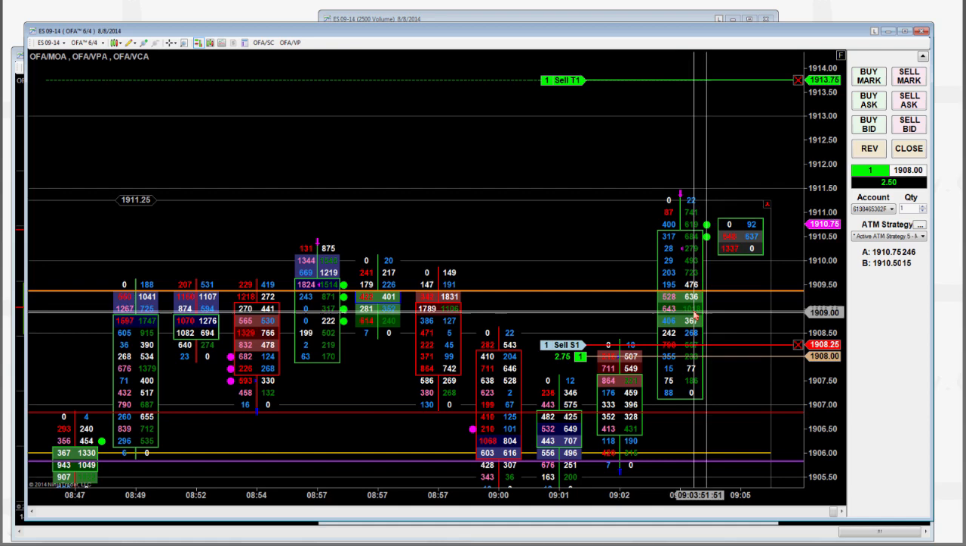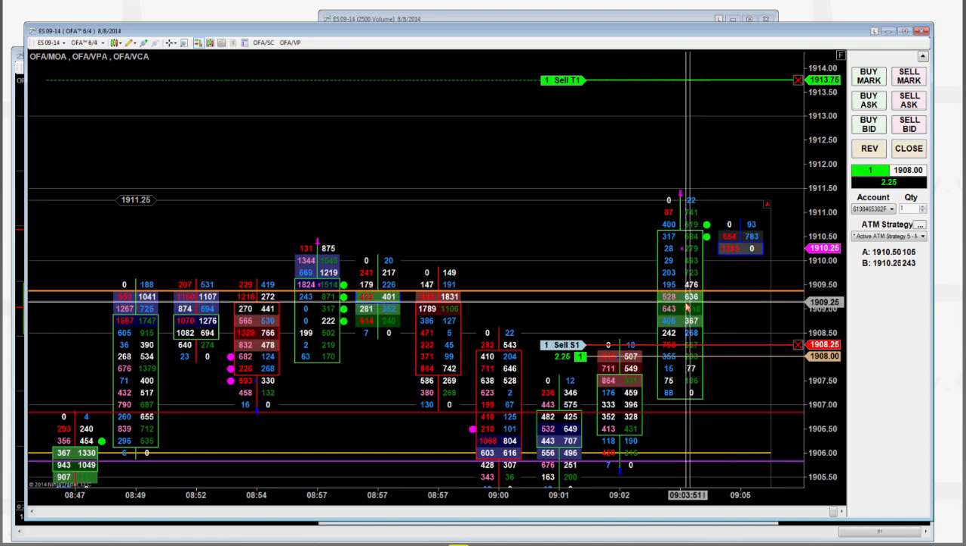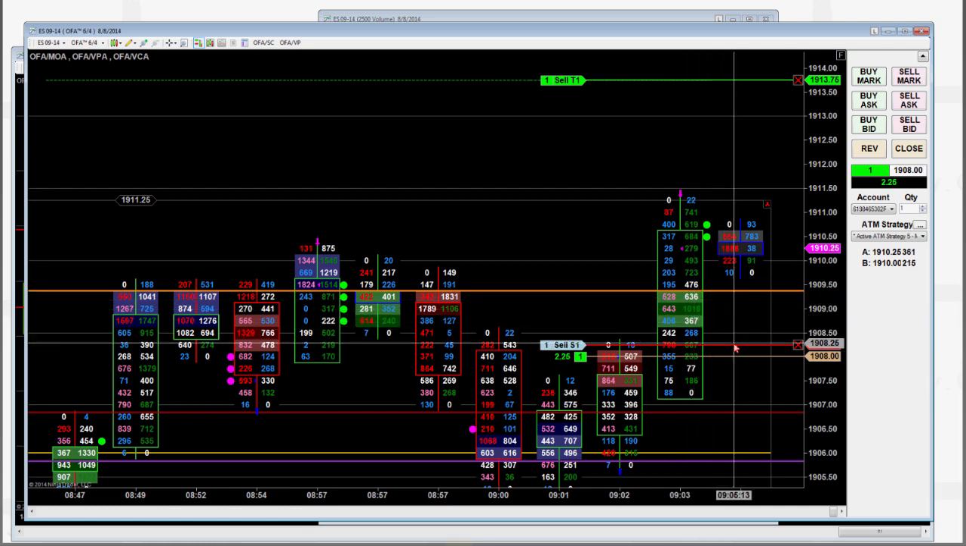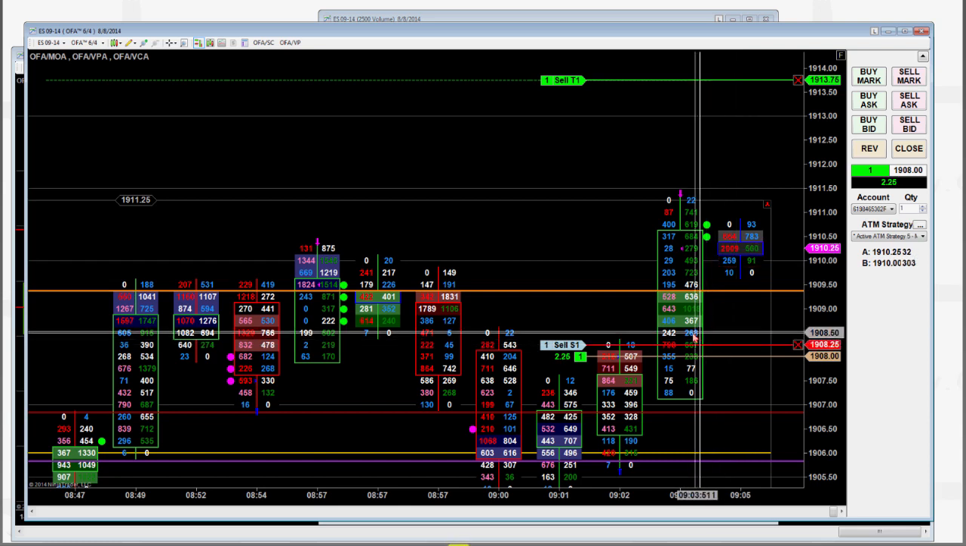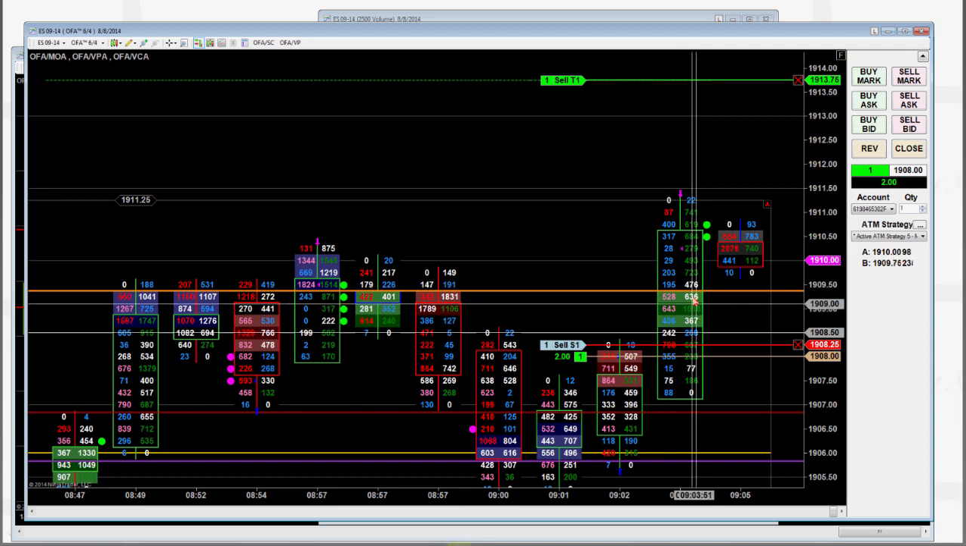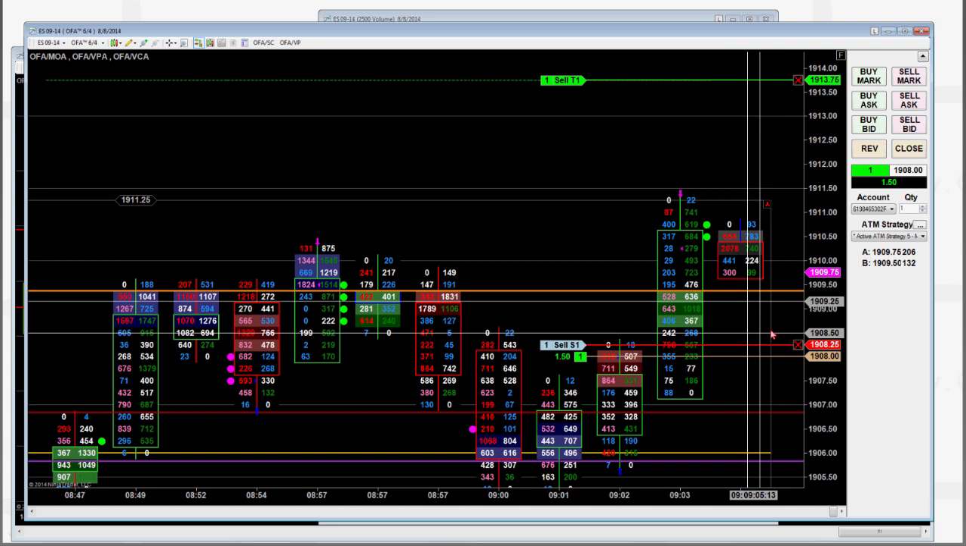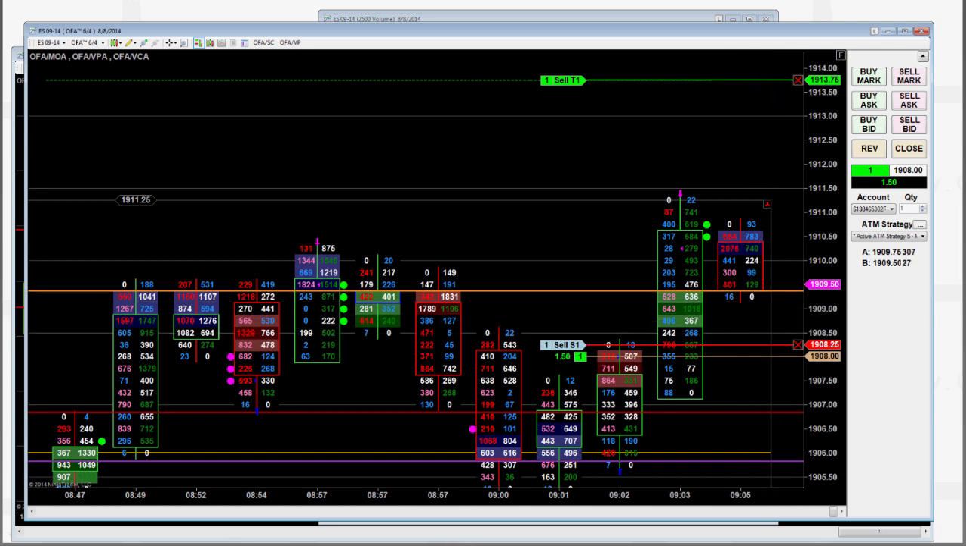Now, this is where I use the volume cluster analysis. You see the volume cluster analysis right here. So I'm putting in my stop right here at 1908.25. The reason is because I have weakness at the offer right here, and then the buying coming in here. So I've got my stop right in behind it. Make sense?